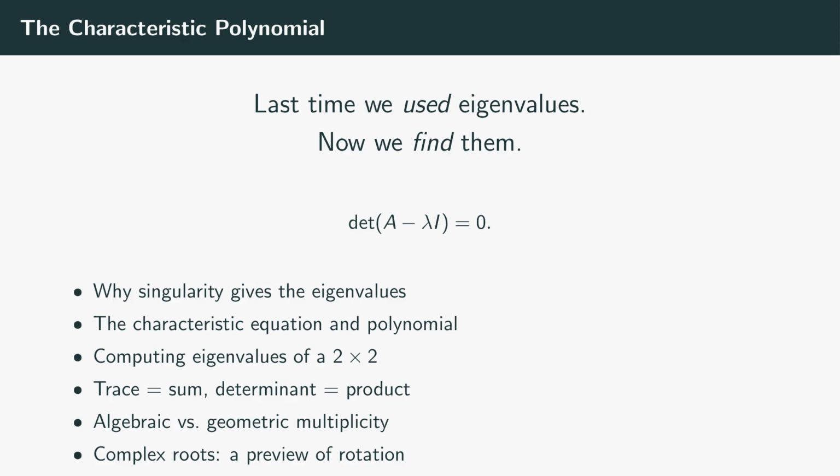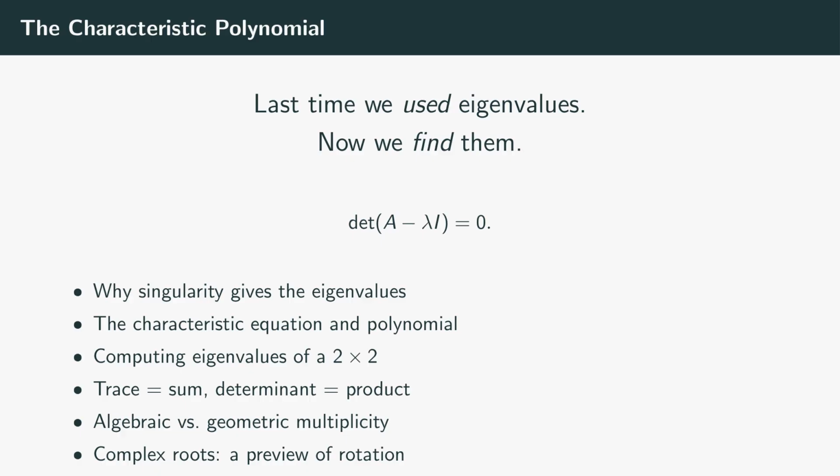Welcome back. Last episode, we got very good at finding eigenvectors, but only after someone generously handed us an eigenvalue to work with. That leaves a gaping hole. Where do the eigenvalues themselves come from? Today, we fill it. The answer is one of the most elegant moves in linear algebra.